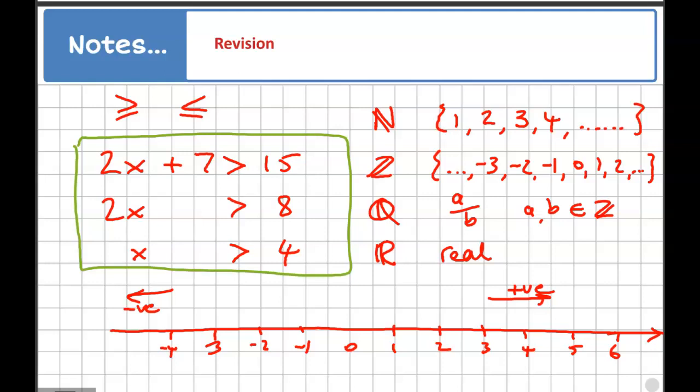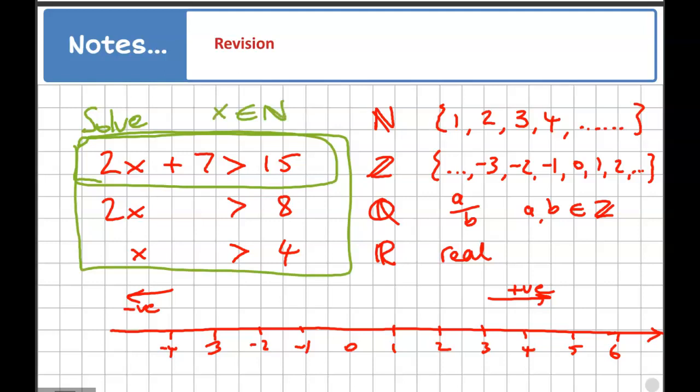So it depends upon how the question starts. When the question is given to you, there's the question, solve that. But it will also not only say that, it will also say that x must be either a natural number, or it might say that it's an integer, Z, or it might say that it's a real number. So let's go through each of those different examples.